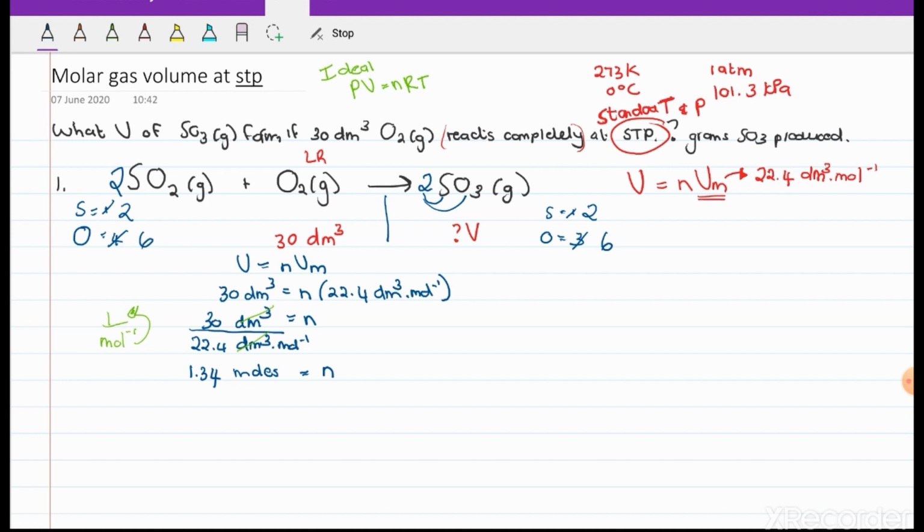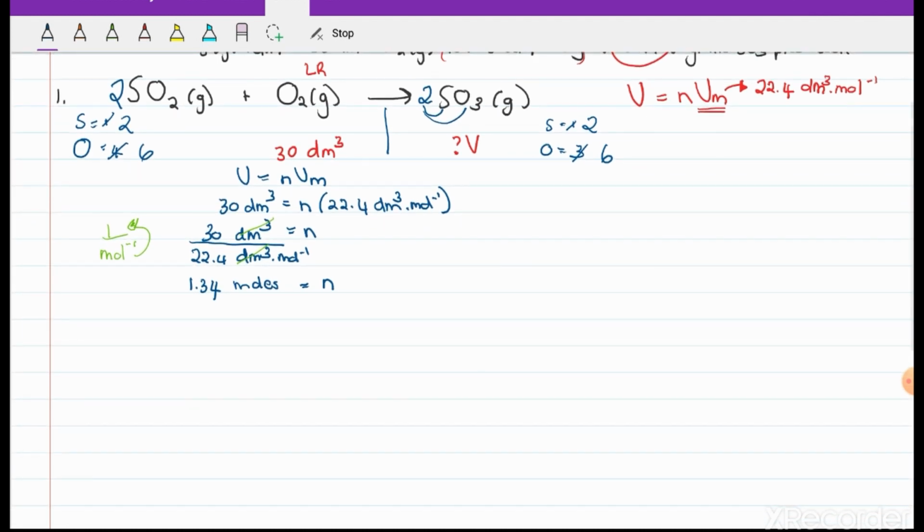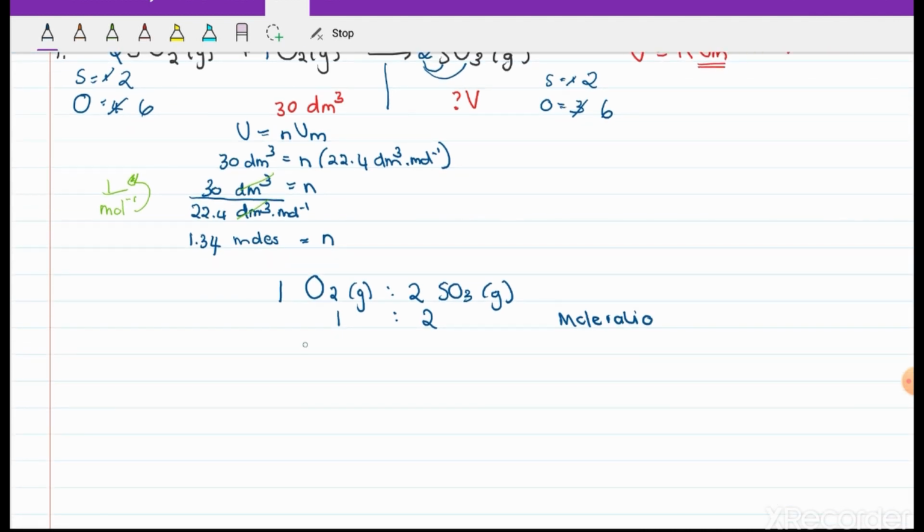Now we can do a mole to mole ratio comparison between oxygen gas and SO3 gas. And you will see that we have a 1 in front of the oxygen. I'm referring to this number in front of the molecule. And I have a 2 there. So the mole ratio is 1 to 2. Okay, that's the mole ratio. That's really important. Now that you have your mole ratio, and you know that the moles here is 1.34 moles, you want to work out what is the moles of your SO3.